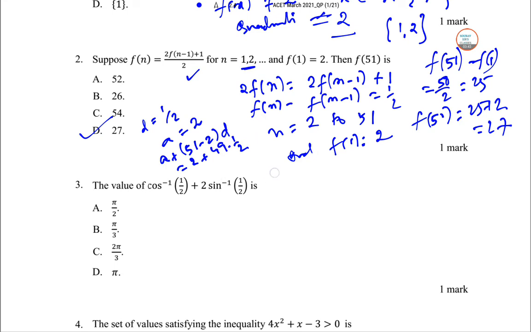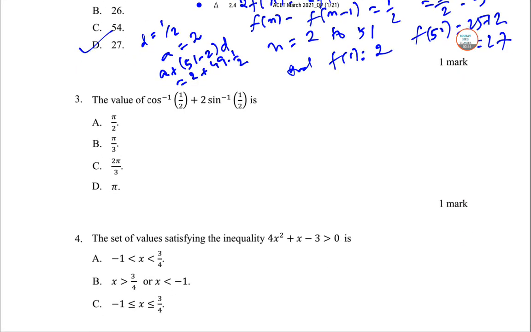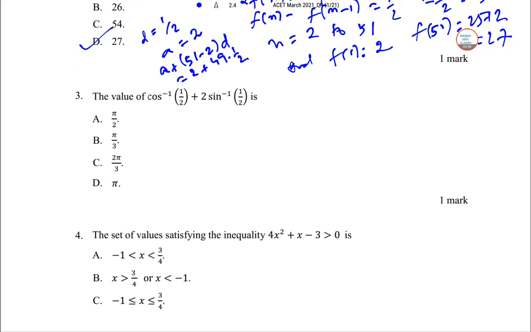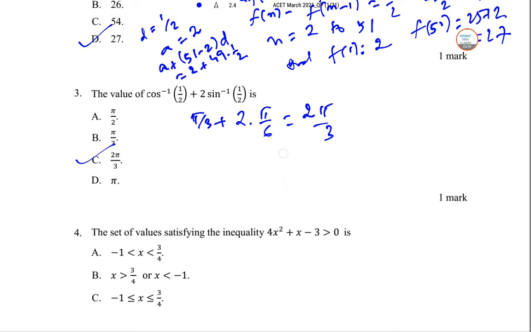Next one, they want to ask the value of cos inverse half plus 2 pi into sin inverse half. Cos inverse half we know is pi by 3, and 2 into sin inverse half, so this is pi by 6, so the total is 2 pi by 3. Very easy, so the answer is C.